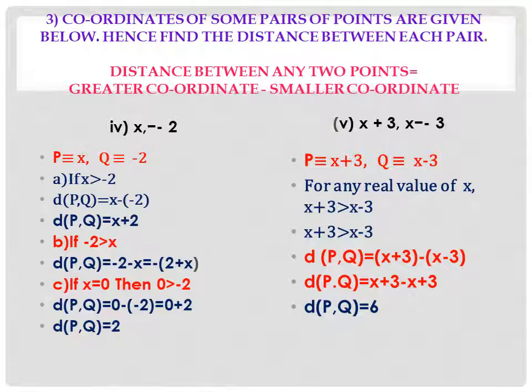Then solving the bracket, due to the minus sign, the signs change: x plus 3, minus x, minus into minus is plus 3. Plus x minus x cancel, 3 plus 3 is 6. Then distance PQ is equal to 6. Here remember x plus 3 is greater than x minus 3. Therefore we consider this type of case.